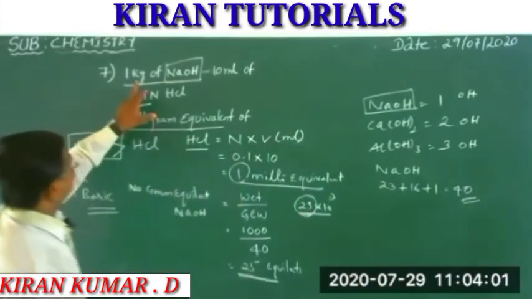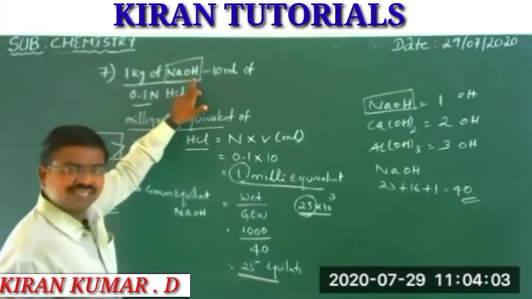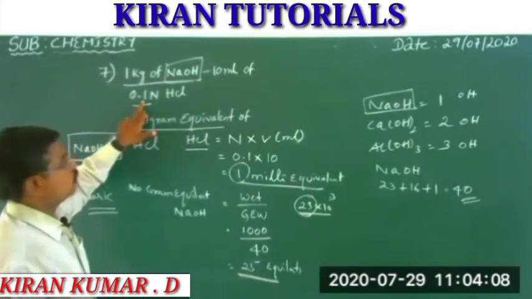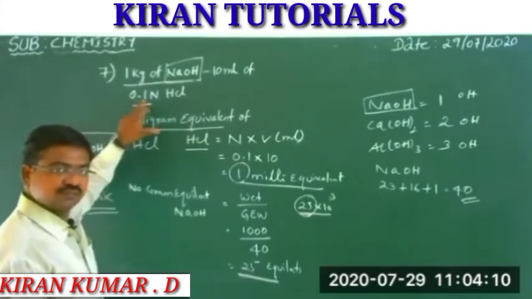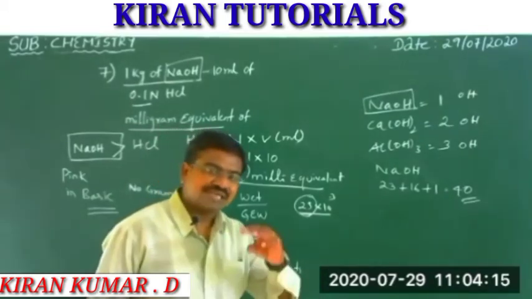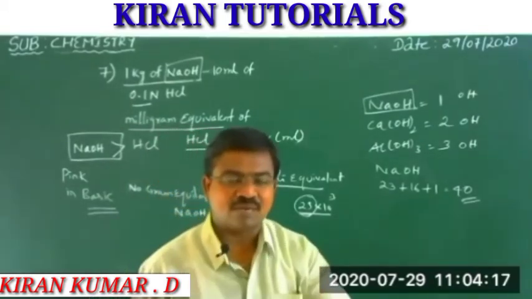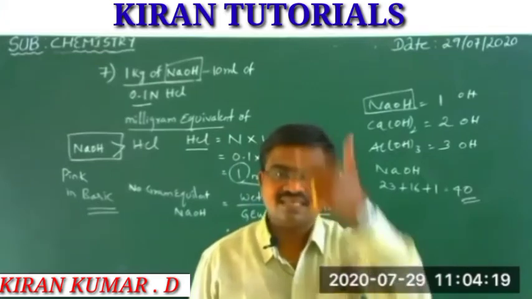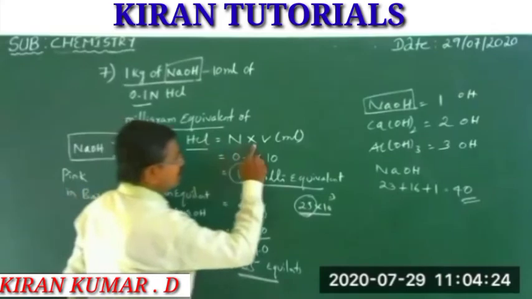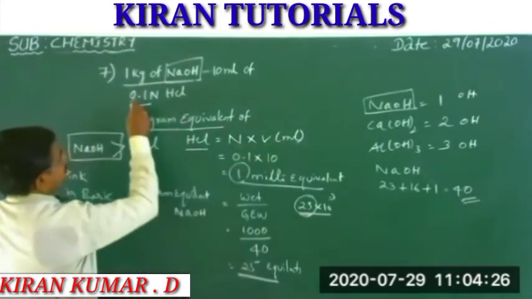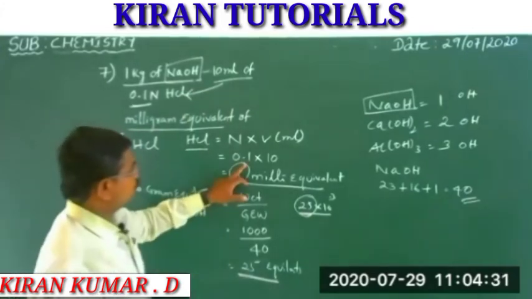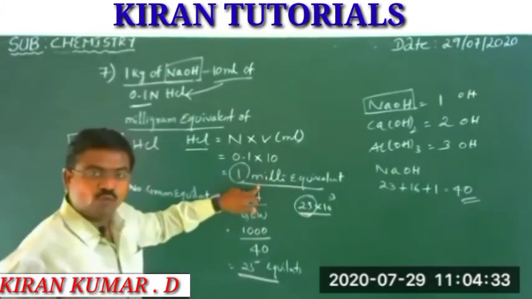Listen here. Here 1 kg of sodium hydroxide is given. Here the volume of HCl and normality of HCl are present in the question. So I have to calculate milli equivalent. How are we going to calculate milli equivalent? The formula is present, based on the data given in the question. Normality into value, because normality and volume are present for HCl. So 0.1 into 10, that is 1 milli equivalent.